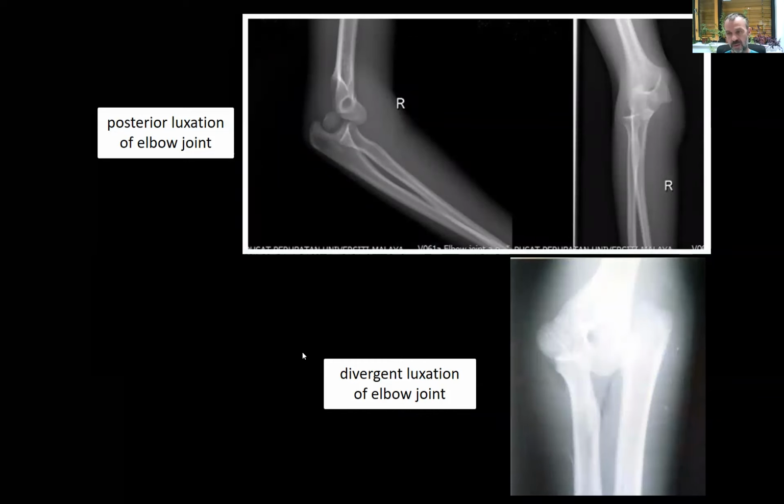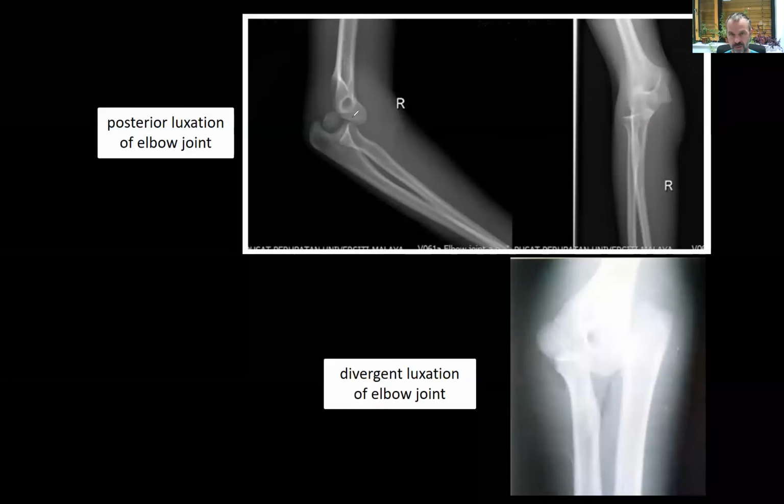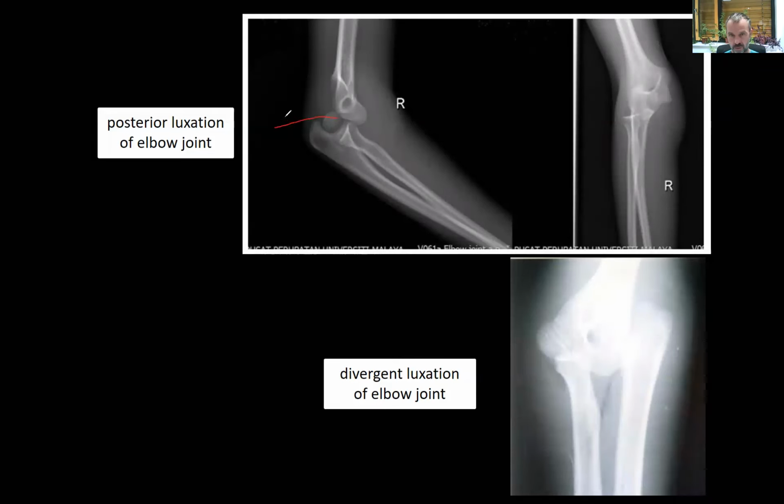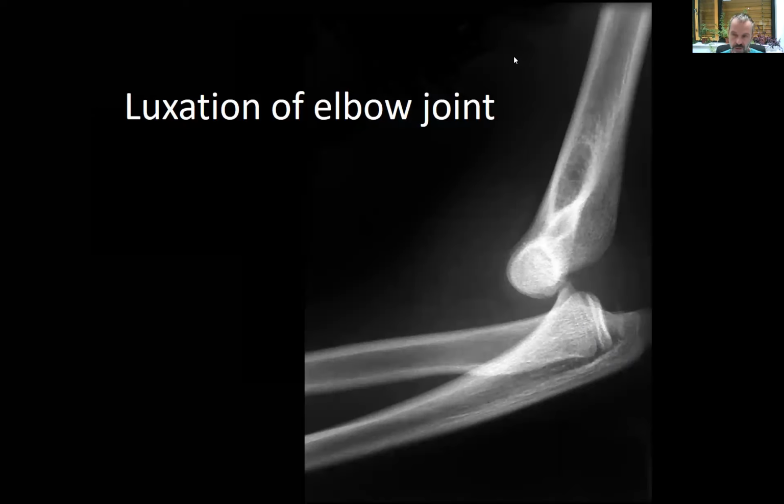And these X-rays show some pathological situations. Here is a posterior luxation of the joint. As you can see, the trochlea is out of the notch and the olecranon is located dorsally. Or we can have even a luxation in the long axis, then a divergent luxation to the side, as you can see here. And again, there's a luxation of the elbow joint shown in more detail.